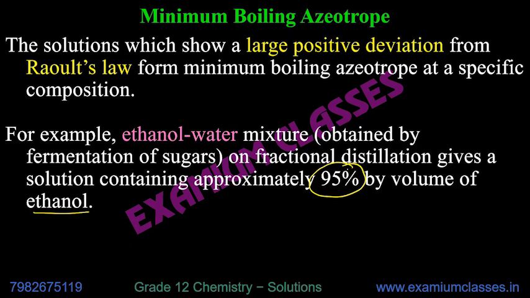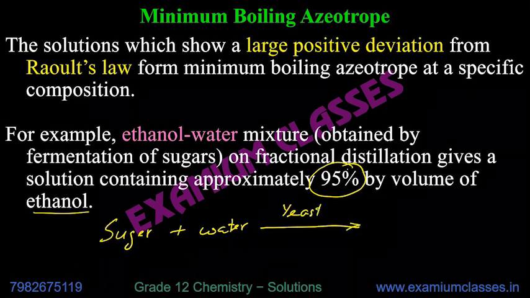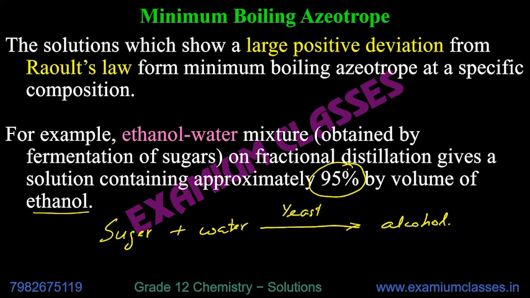This is the process even you are studying from your 7th, 8th grade. Sugar plus water, and this process is known as fermentation. Yeast will give you alcohol in 4 5 hours. This is actually an example of minimum boiling azeotrope. So here also you will get alcohol plus water. Alcohol will be 95%, water will be 5%. This is a mixture and an example of minimum boiling azeotrope.